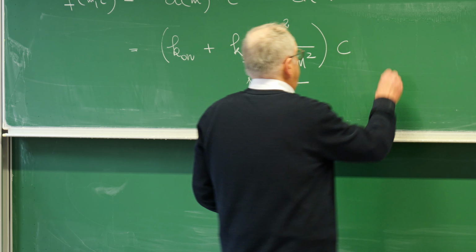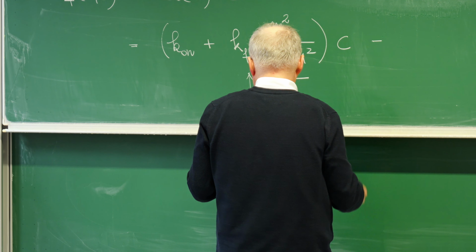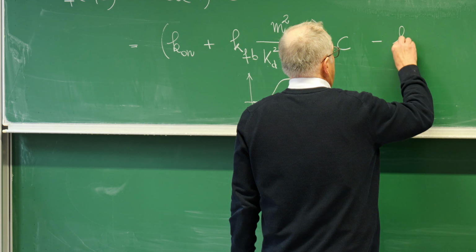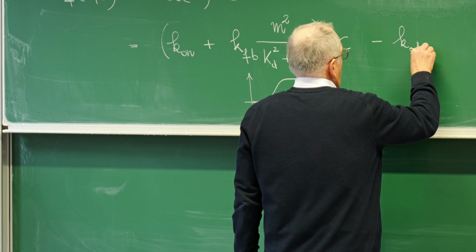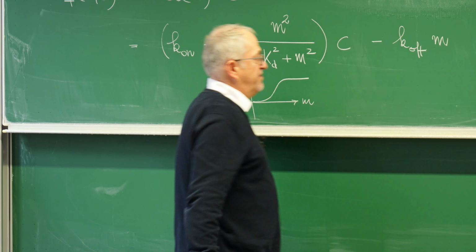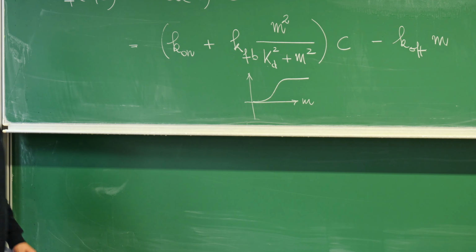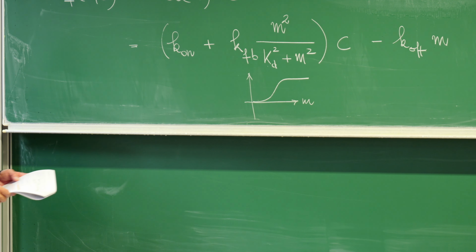Okay, and then you have minus, and here we make our life simple. We just say this is only a spontaneous off rate, so it's a constant, a kinetic rate k_off times m.